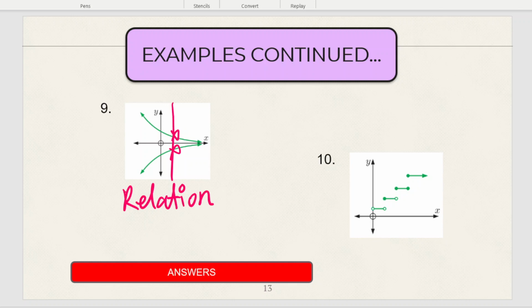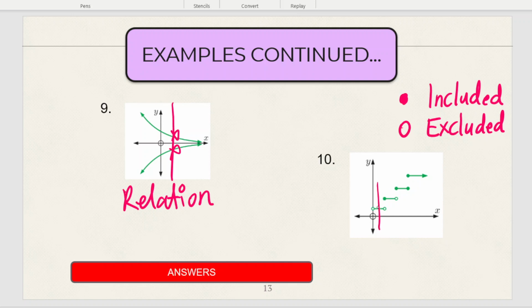And this last one, we're just going to have a quick chat about. When we have a solid circle, that represents that point on the graph is included. When we have an empty circle, that means that point is excluded. So from the starting point, we can have a look and we can say that the vertical line would cross through 1 point, 1 point, still 1 point because we've got an excluded and an included, still 1 point, and then when we get to this point here, we're crossing through 2 points. So that is a relation.